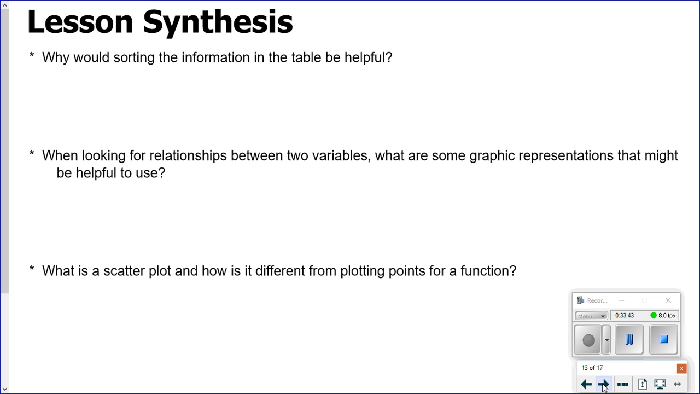An organized table, I guess we looked at both here. An organized table and scatter plots really helped us out. What is a scatter plot and how is it different from plotting points for a function?